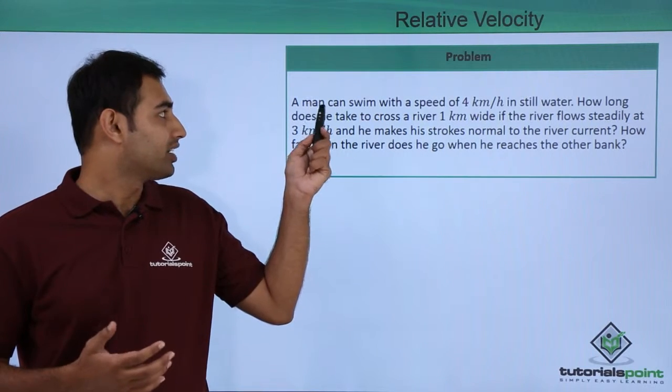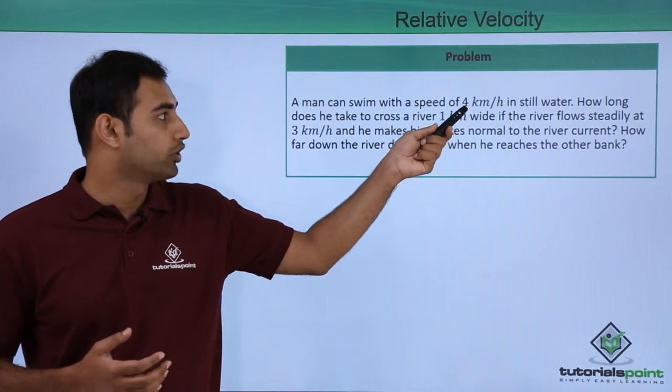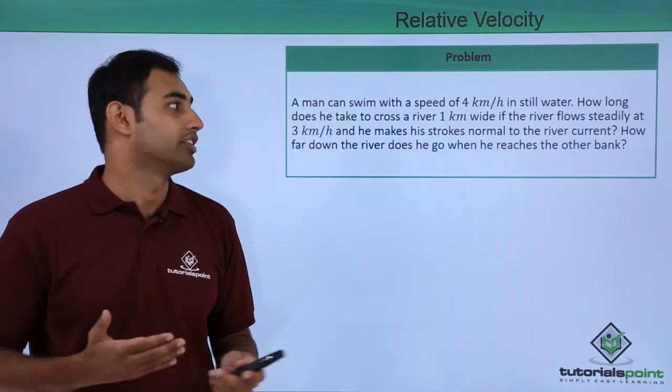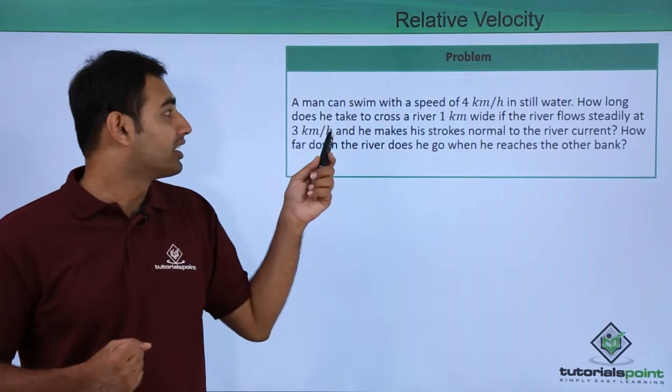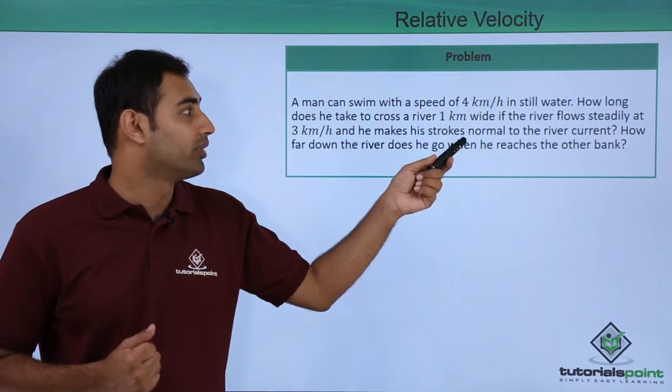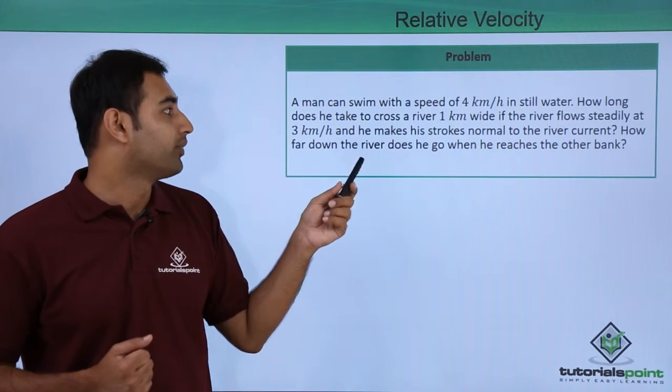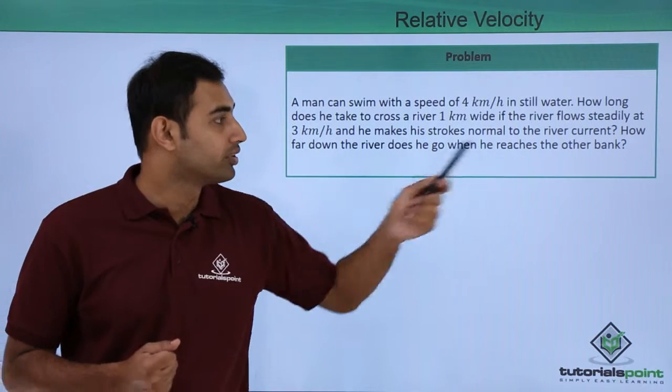The question here says a man can swim with a speed of 4 kilometers per hour in still waters. So the still water velocity of man is given to us. How long does it take to cross a river 1 kilometer wide if the river flows steadily at 3 kilometers per hour and he makes his strokes normal to the river current?